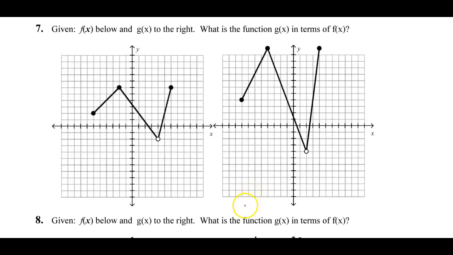The answer to number 7, g of x, is equal to 2 f of x plus 2. So if you stretch this point by a factor of 2, and then you have to move it left 2 units. So you stretch it by a factor of 2. Right now you're at -2, you'll be down at -4 where this little x is, and then you have to shift it left 2 to get the point correct.